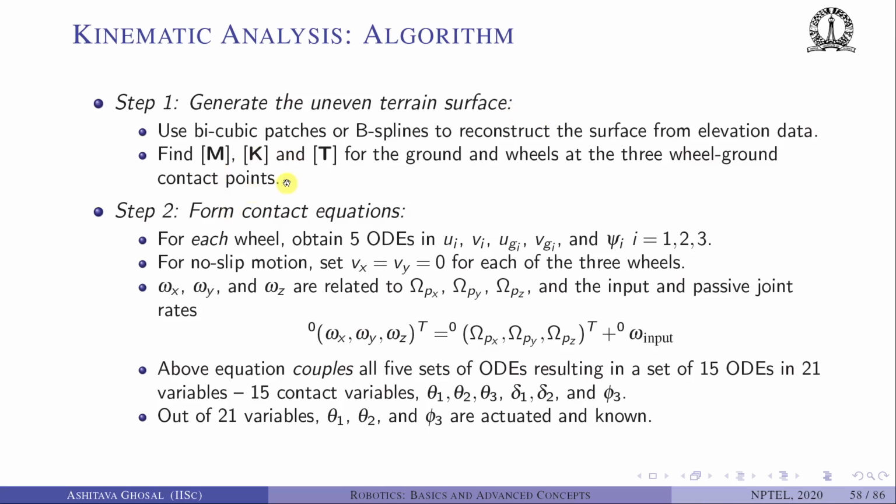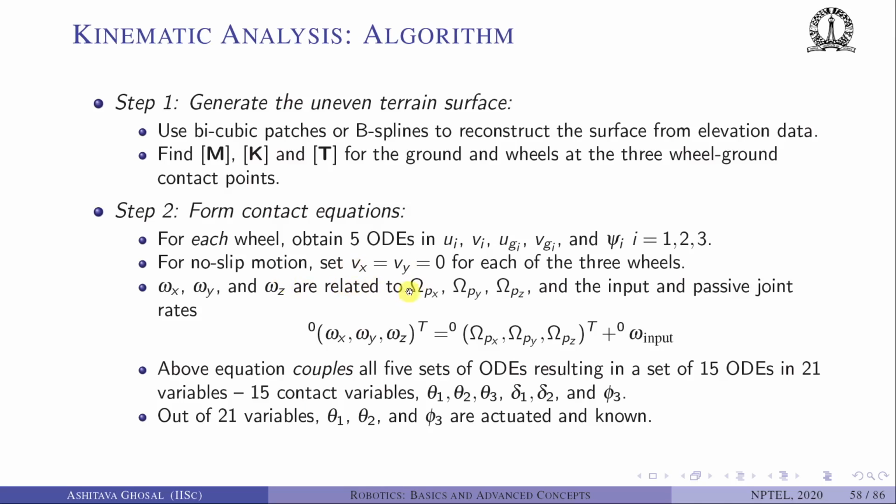Once we find the equations of the surface, we can find the metric, the curvature form, and the torsion for the ground and the wheels at the 3 wheel ground contact points. So at every point, wherever there is contact, we find this metric K and T because that is required in the contact equations. Then we form the contact equations. So for each wheel, obtain 5 ordinary differential equations in Ui dot, Vi dot, Ug dot, Vg dot, and Psi dot. Remember, we derived those contact equations, okay, in the derivatives of U, V, and Psi dots.